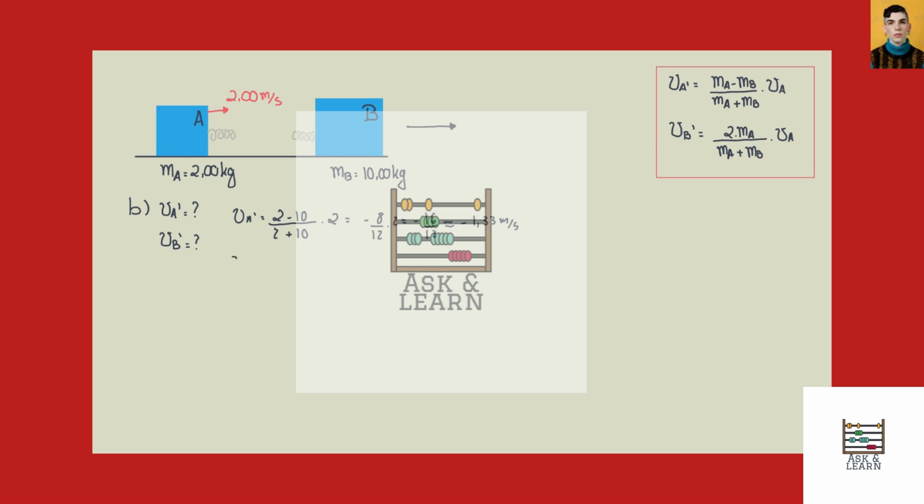Now for vB prime, we have the following. vB prime is equal to 2 times the mass of block A, which is 2, divided by the mass of block A, which is 2, plus the mass of block B, times the initial velocity of block A. This results in 8 divided by 12, which is approximately 0.667 meters per second. And this is the answer to the second item of this question.